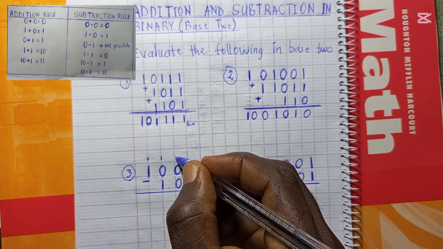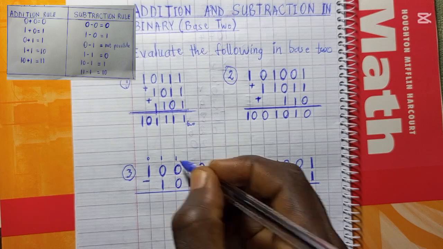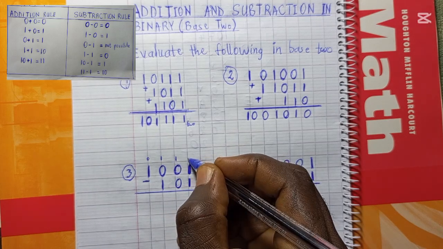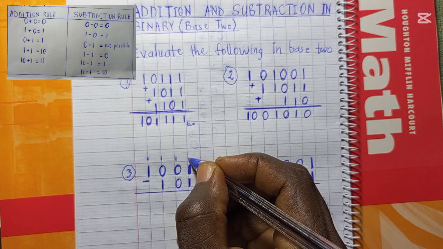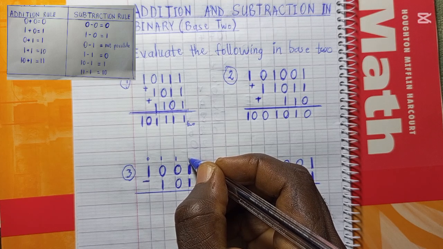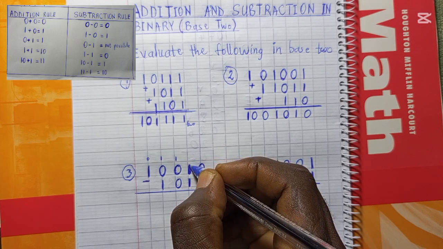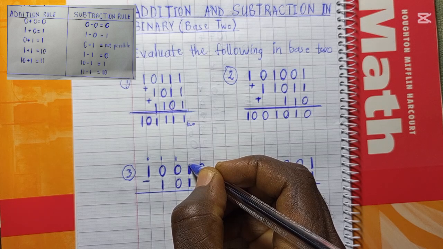So if I remove 1 from the 2, here will remain 1. And then I'll take that one to this side. That one now is also 2, equivalent to 2. And adding it to this one here, that is 3.